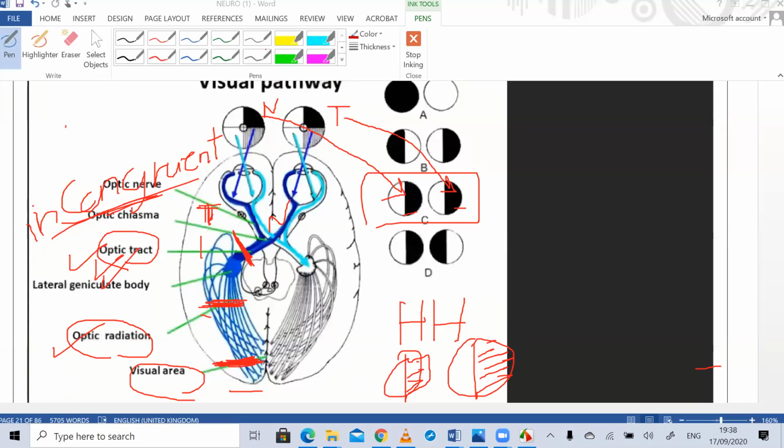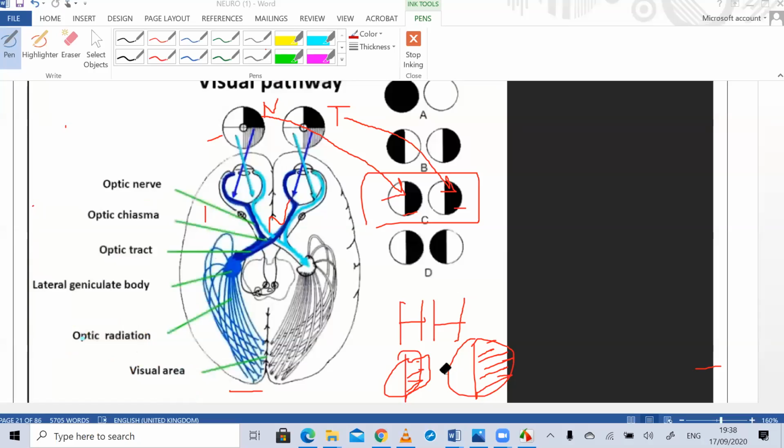This is optic radiation. But what do you think about the occipital part? What do you think about the occipital part here? It will cause something called macular sparing. Excellent. Macular sparing. It will cause homonymous hemianopia with macular sparing, doctor.